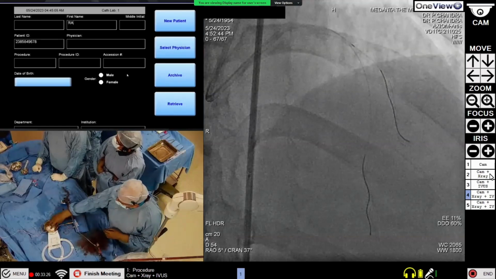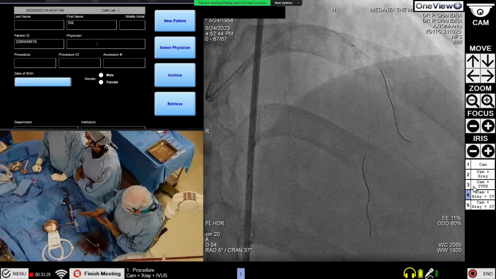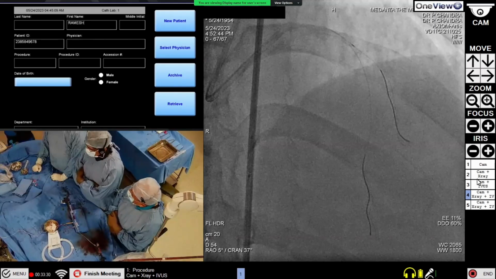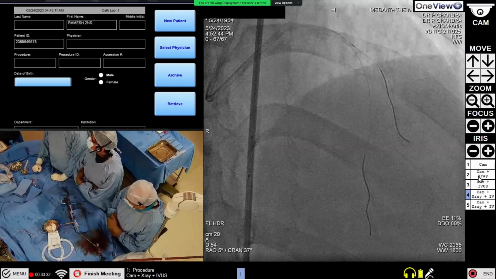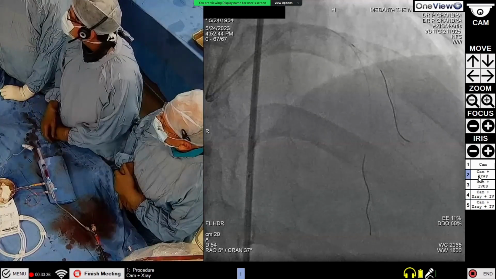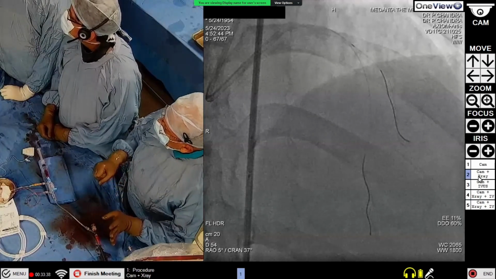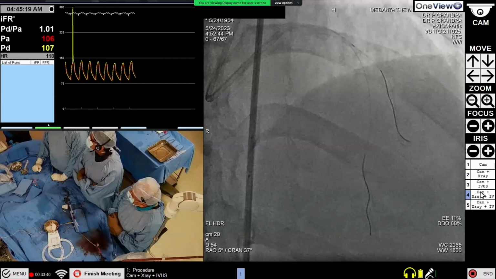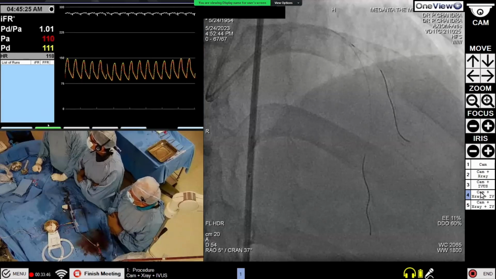No, then you have to do zero again. So what we should do is check how much the IFR is, if we can check it. Otherwise, I will do an IVUS to figure out what the lumen is. Now we have it. Yeah. So now the IFR is absolutely normalized. PD/PA is 1.01.